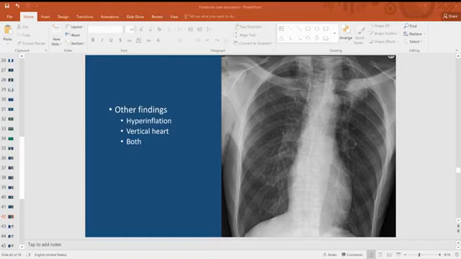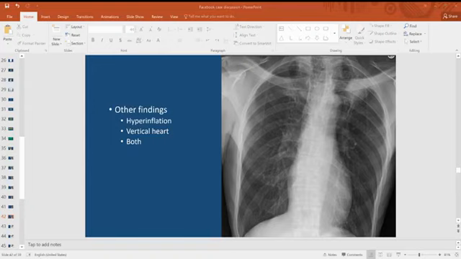Another question is asked: is there any mass in the left hilum? Yes, there is a prominence of the left hilum. The left hilum is here, it is prominent, and we have strands going to the left hilum, and here is the left hilum. We should do a CT scan to exclude any lymph node enlargement in the left hilum.